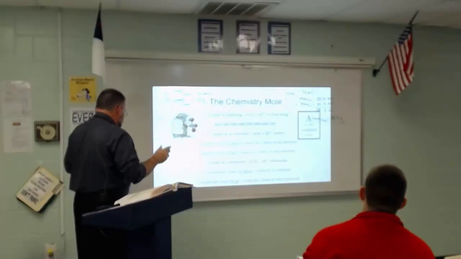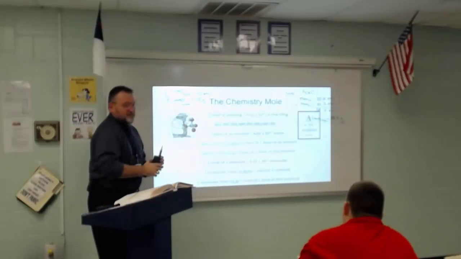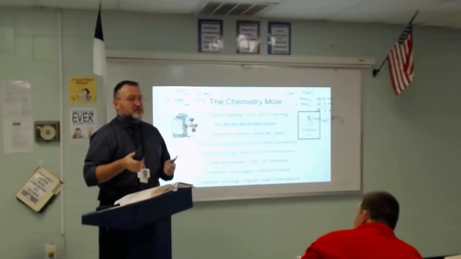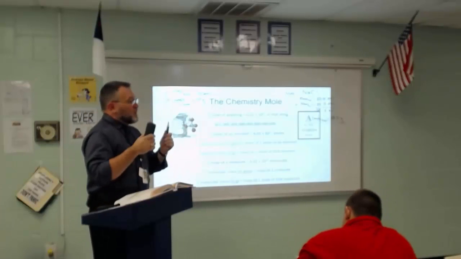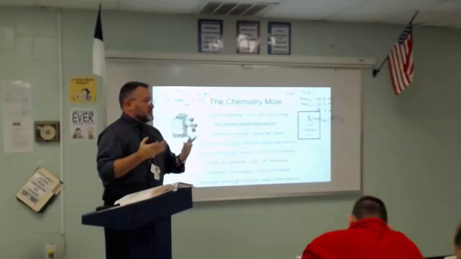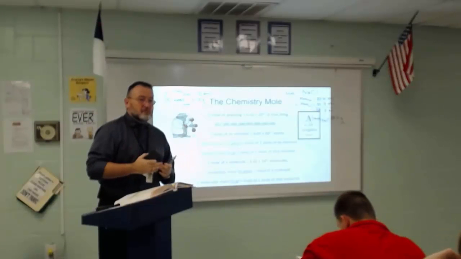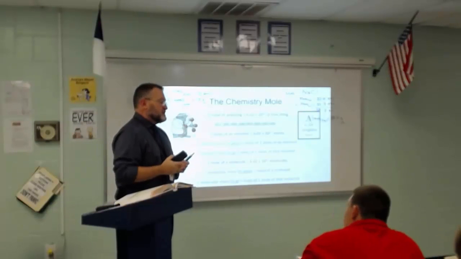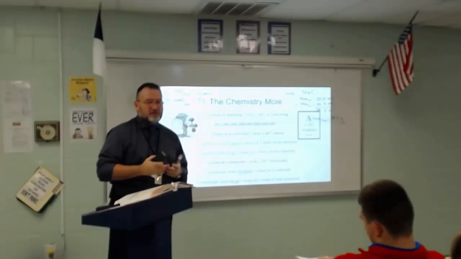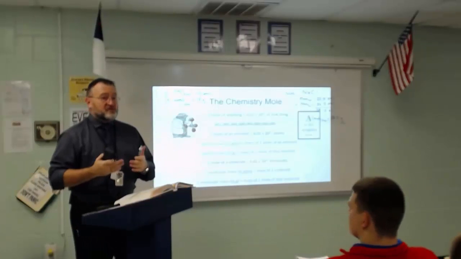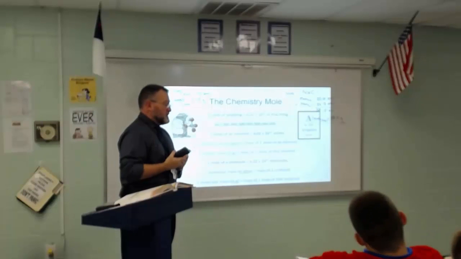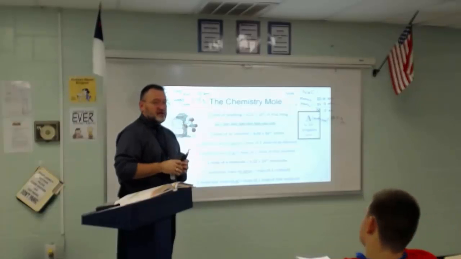So again, just in summary, Avogadro's number is a number. And 1 mole of anything is equal to Avogadro's number of that thing. 1 mole of sodium is 6.02 times 10 to the 23rd atoms of sodium. 1 mole of sodium chloride is 6.02 times 10 to the 23rd molecules of sodium chloride.